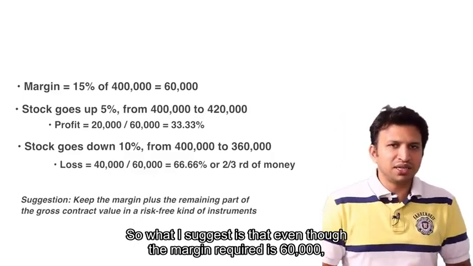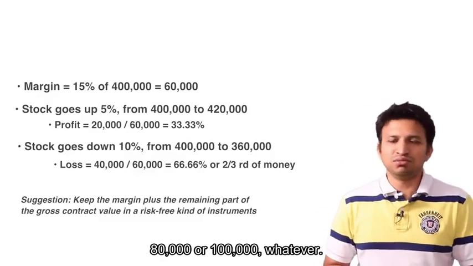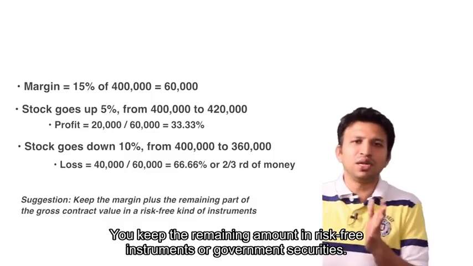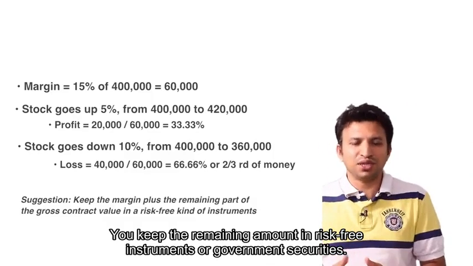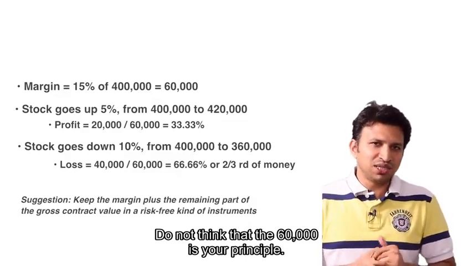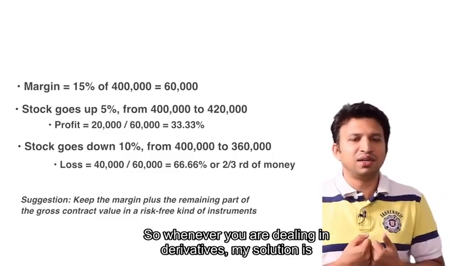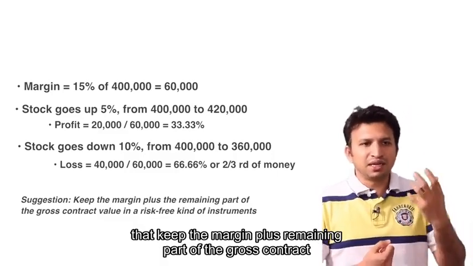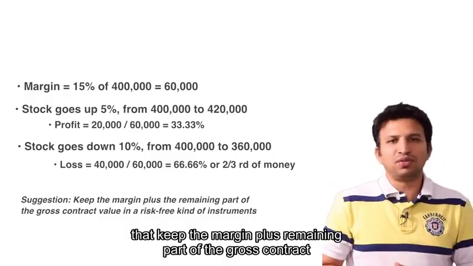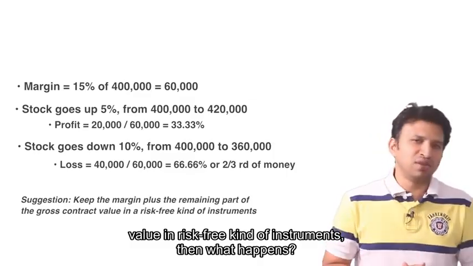So what I suggest is that even though the margin required is 60,000, 80,000 or 100,000, whatever, you keep the remaining amount in risk-free instruments or government securities. Do not over leverage. Do not think that the 60,000 is your principal. So whenever you are dealing in derivatives, my suggestion is that keep the margin plus remaining part of the gross contract value in risk-free kind of instruments.